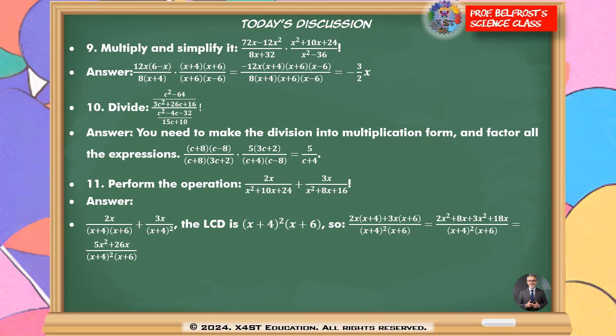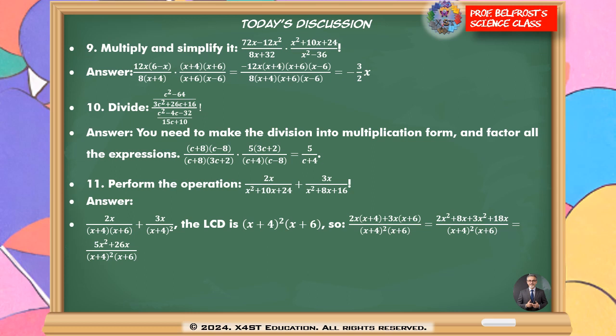How can I find this? You need to work it out by yourself. Okay, then you just group the numerator with numerator, denominator with denominator, just multiply them, and then just cancel out the common factors, and you obtain minus 3/2x.